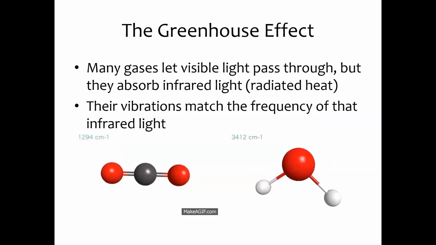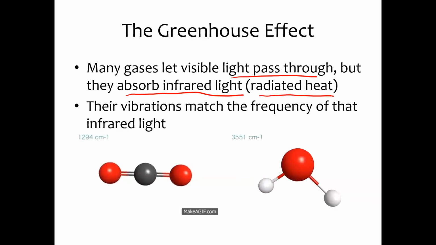The greenhouse effect refers to the effect of gases which can absorb some of that radiation. So many gases let visible light pass through. That's why we can see all the way up to the stars at night, why we can see the sun during the day. So the huge volume of atmosphere above us and the gases that make it up let a lot of that visible light that we can see pass through. But some of those gases absorb infrared light at a lower energy, at a higher wavelength. That constitutes what we know as radiated heat.